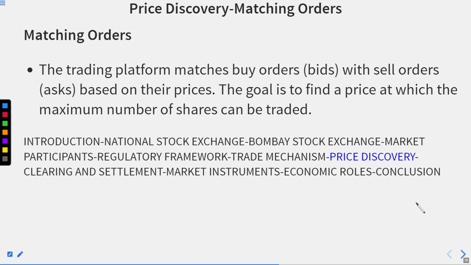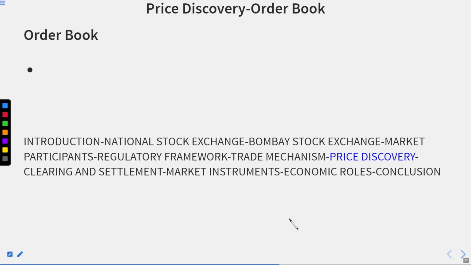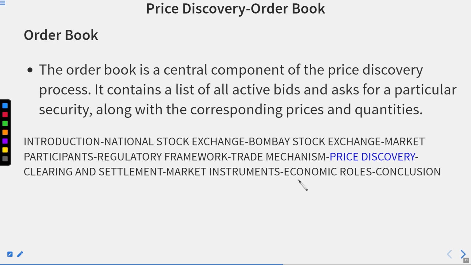Like the matching orders. Till the matching orders we have discussed what we mean by the bid and the ask. So basically now we have the order book. In the price discovery we have the order book. So what do you mean by this? Let's understand. The order book is a central component of the price discovery process, containing a list of all active bids and asks for a particular security along with the corresponding prices and quantities.